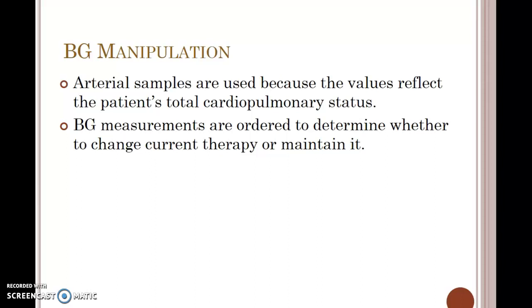Blood gas manipulation. Arterial samples are used because the values reflect the patient's total cardiopulmonary status. Blood gas measurements are ordered to determine whether to change current therapy or to maintain it. So especially if a patient's on a ventilator, we'll run a blood gas to see if the patient's pH, PaCO2, and PaO2 are all within at least somewhat normal limits. Otherwise, we can manipulate that ventilator to hopefully change their blood gases.